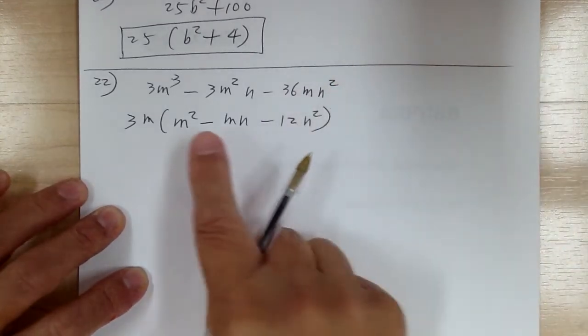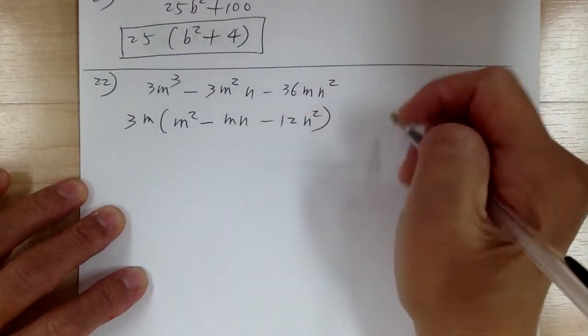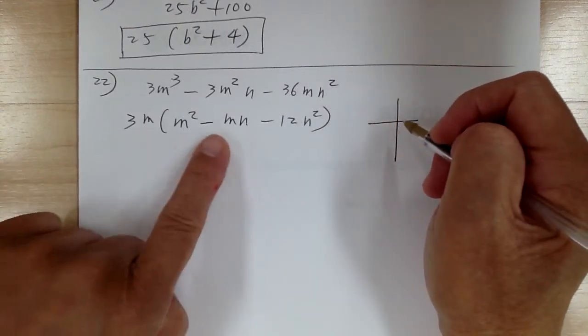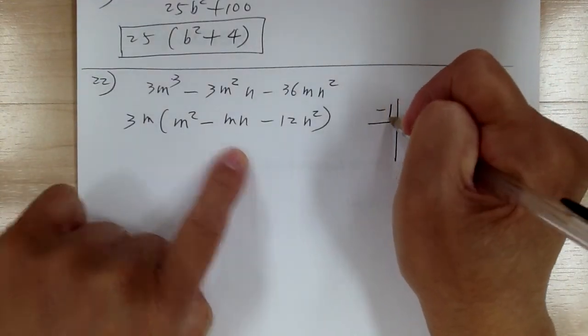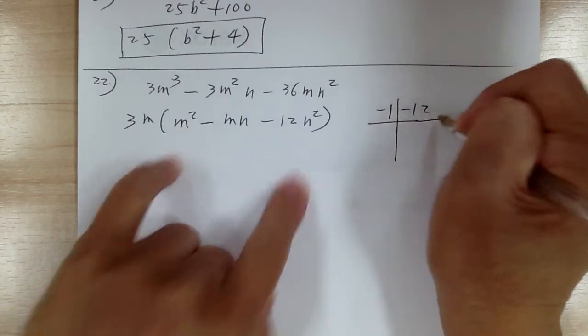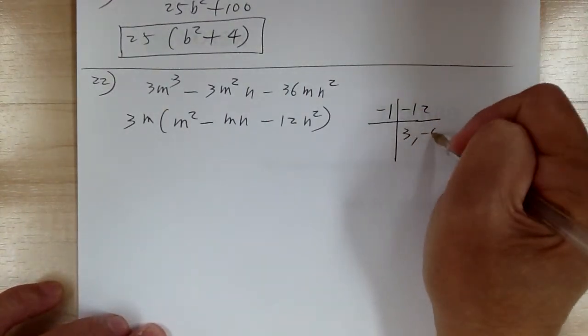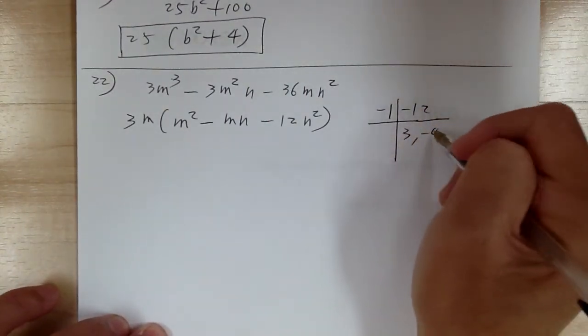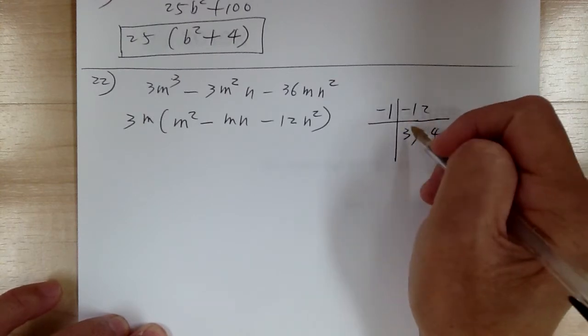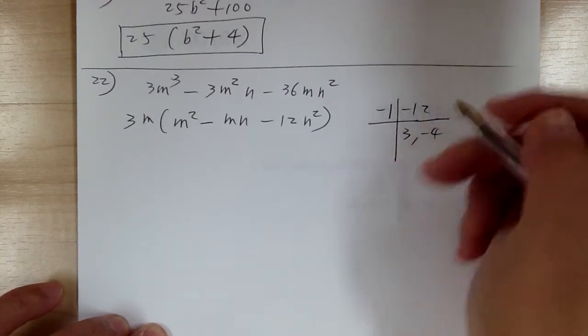Okay. Then after that, go to step 2, step 3, step 4. Okay, so your middle term would be minus 1, and this would be minus 12. Okay, so it'd be 3, comma, negative 4. Again, if you know the correct combination, you can go to it right away. If you don't, just go 1, 2, 3.